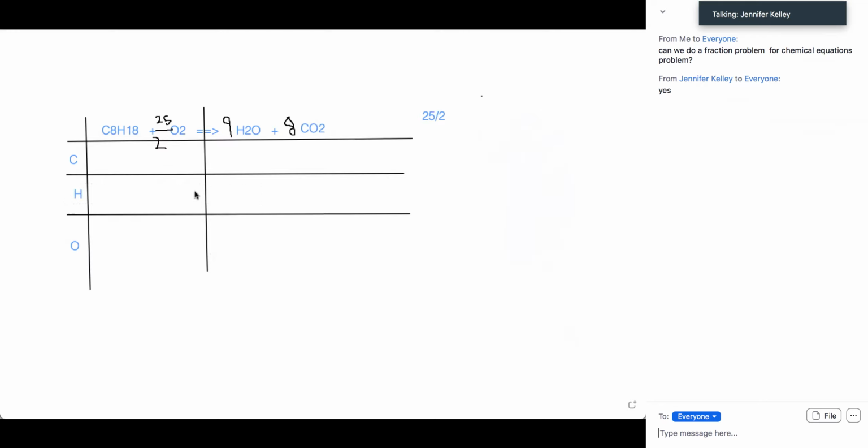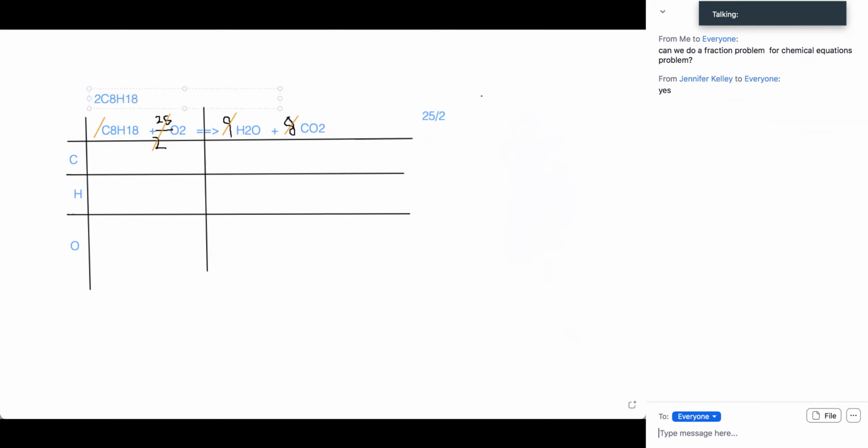So what we're going to do to get rid of the fraction is we're going to multiply all the coefficients by 2. So I'm going to put a little orange line through all the coefficients because I'm about to multiply them all by 2. And then you don't see it, but there's a 1 there. So now I'm going to multiply them by 2. So I'm going to write the new formula above it.